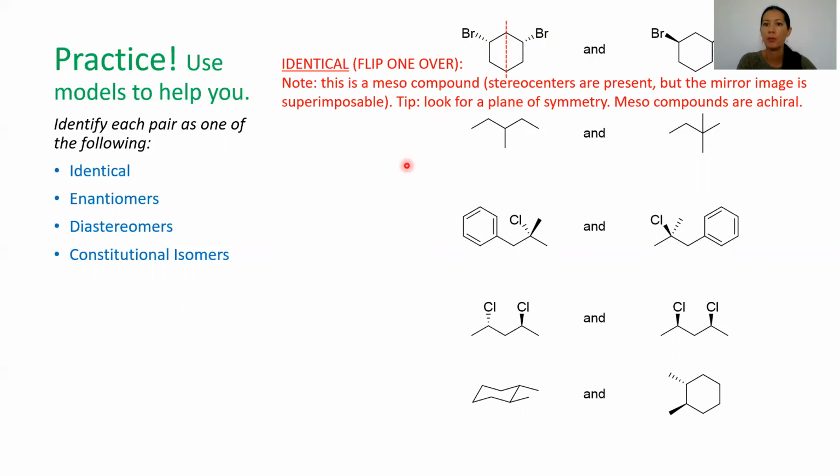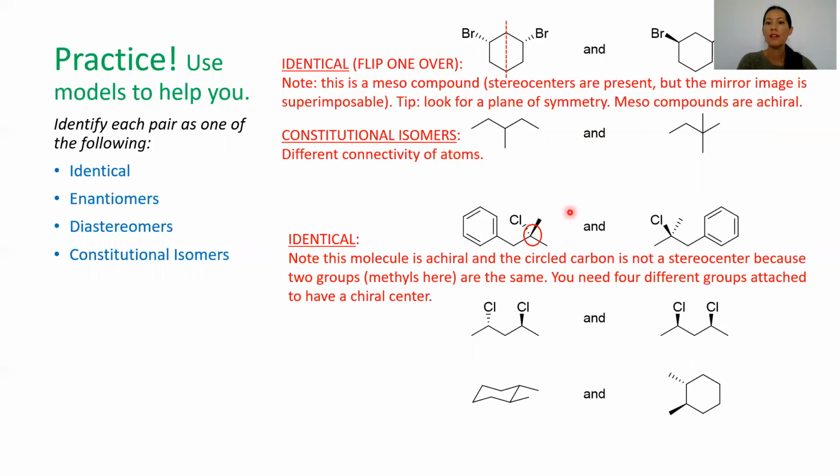meso and achiral. The next one, different connectivity, same number of carbons and H's, 6 carbons, and just different connectivity, so constitutional isomers. The next one, we're looking at this chiral center.